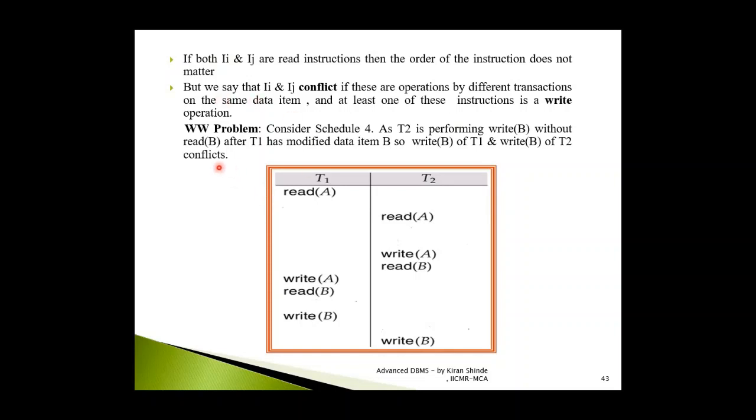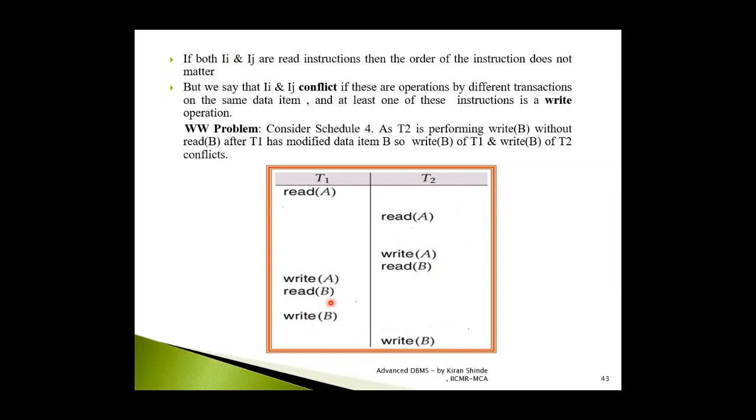Now let us try to understand the WW problem. It means both instructions are trying to write the same data item, and both belong to two different transactions. Consider schedule number 4. Here transaction T2 is performing a write B operation, without a read B, after T1 has modified that particular data item B.